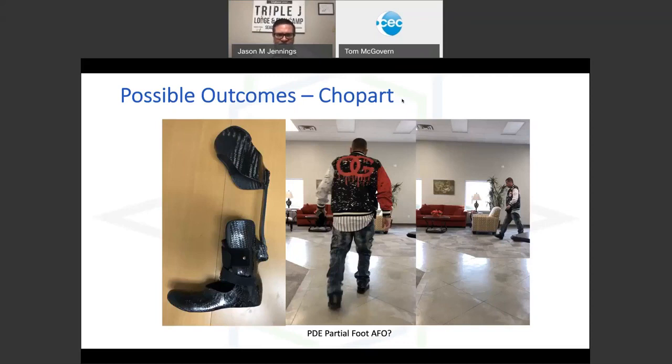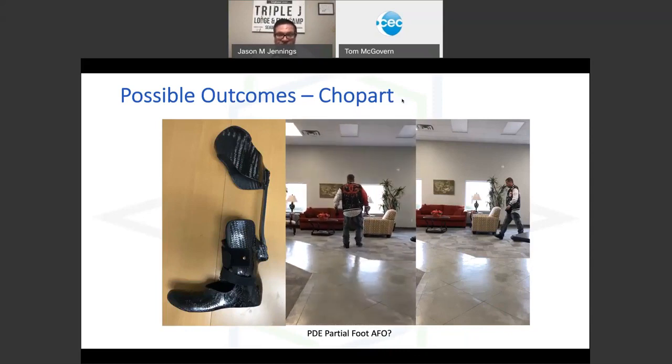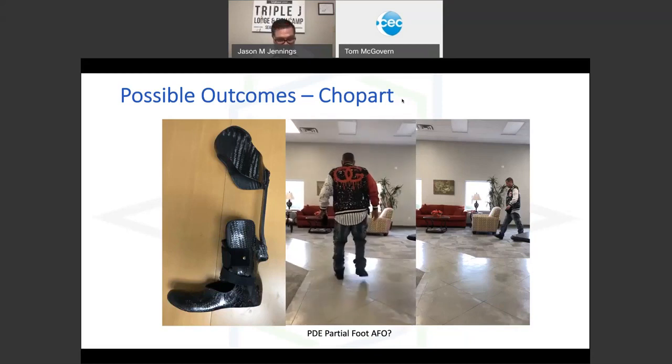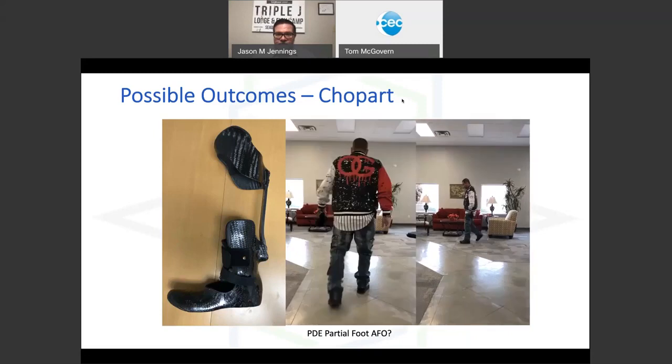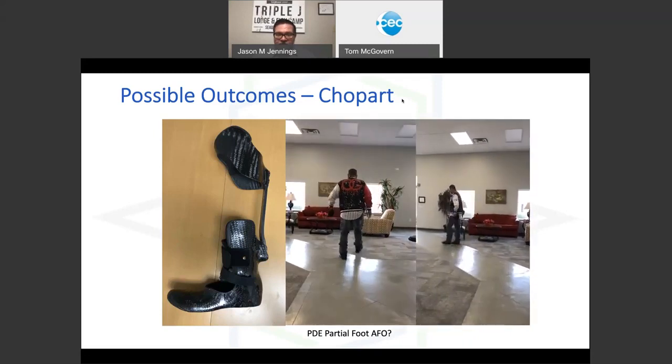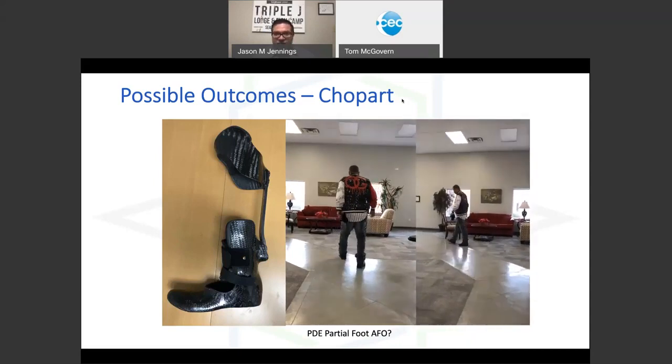It's got the PDE strut on there. Basically, we aligned it just like we would an orthosis or a prosthesis. And then he's able to use the dynamic response to achieve a much more stable gait. He's faster. He can stand and balance hands free. So I think that's a pretty good outcome as well.